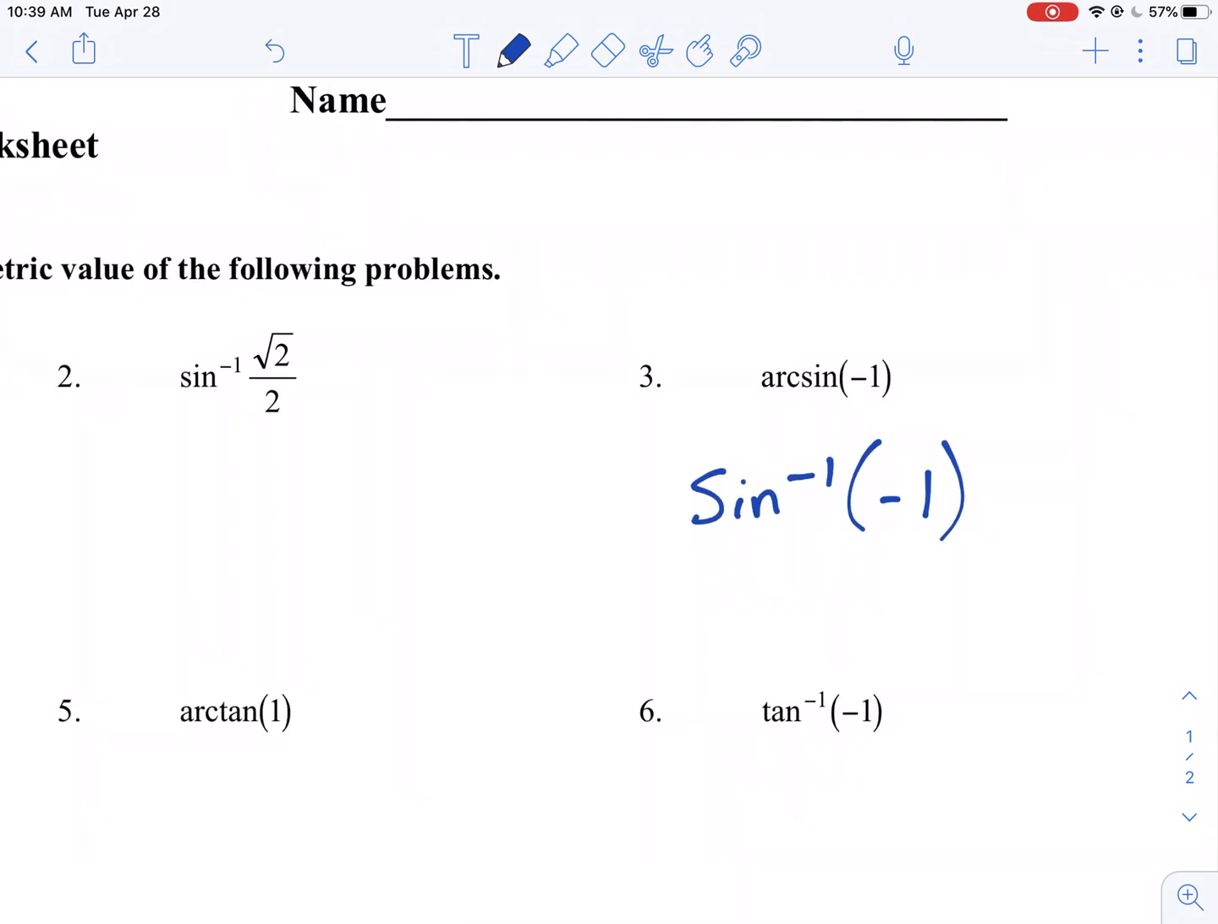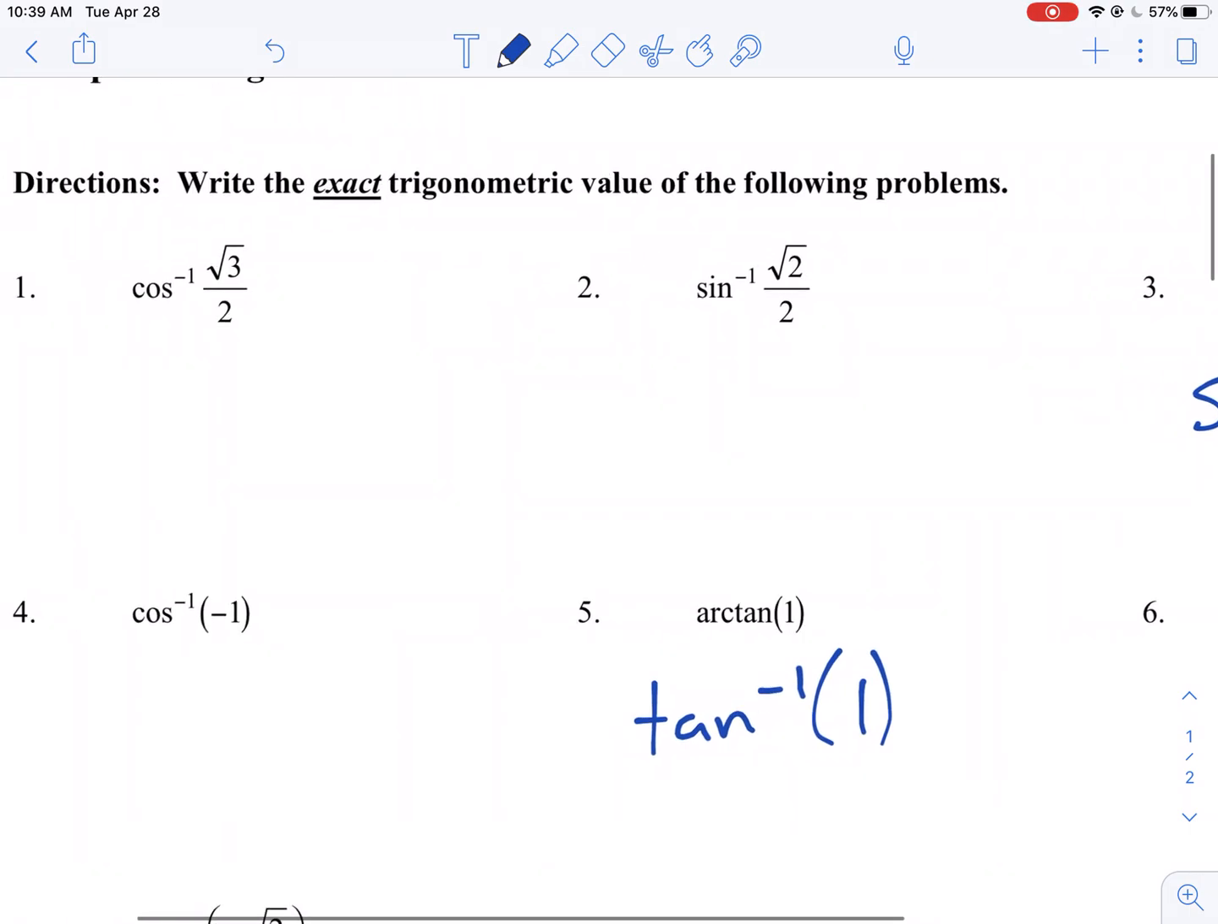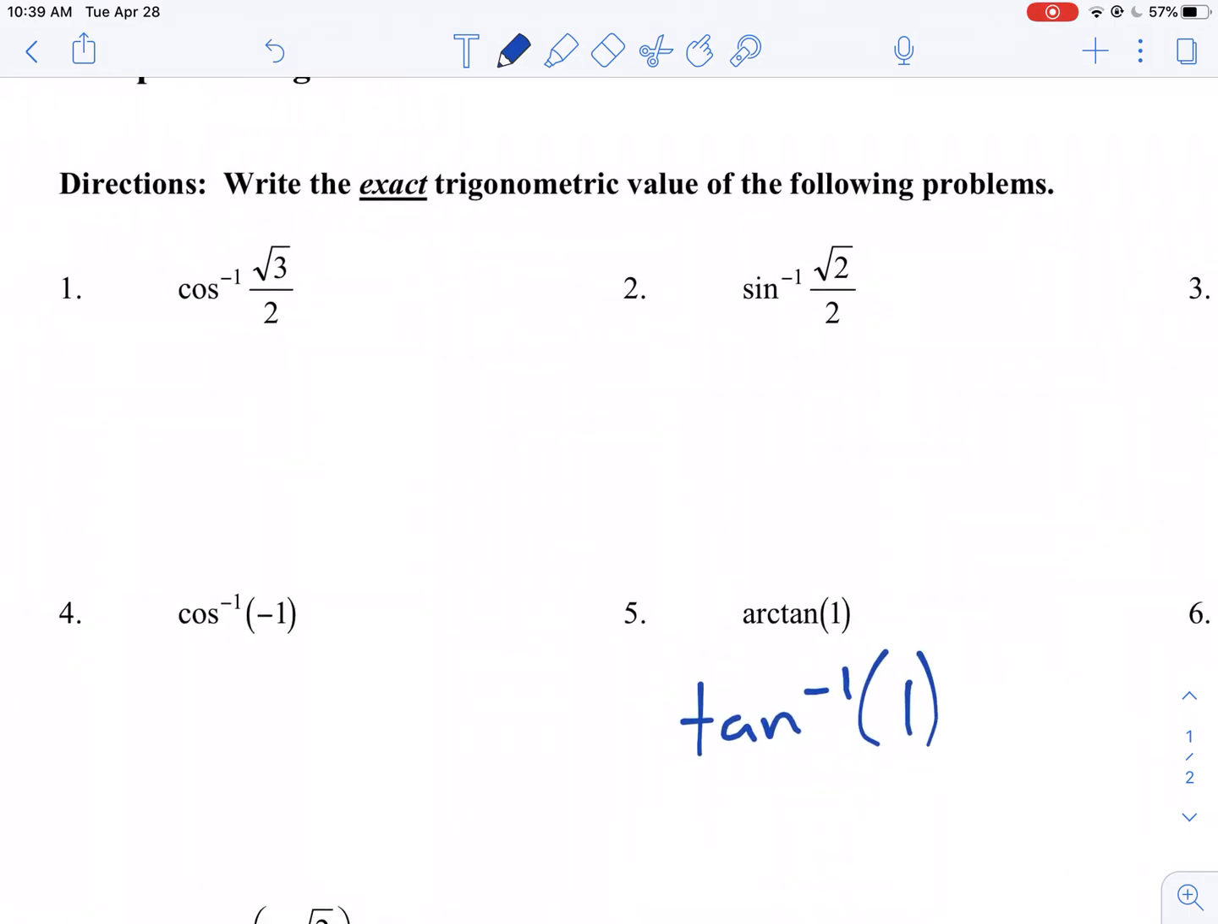So it still implies the inverse trig function, and the same thing with arc tangent, where I'm talking about my tangent inverse of something. But that's all that arc means, is the arc sine is the sine inverse. So all these questions are just asking us for the sine inverse or the tangent inverse of something.